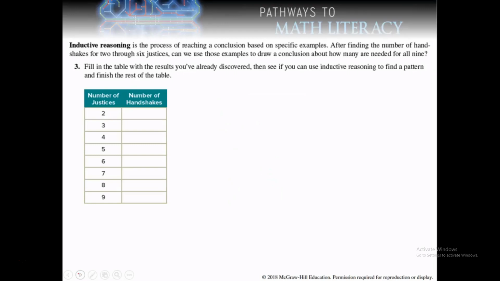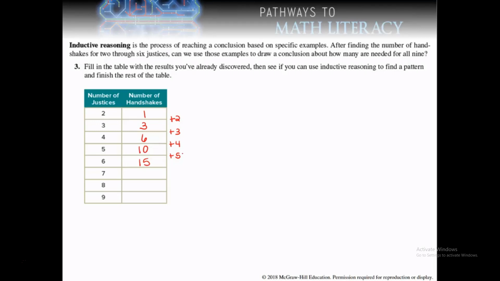So in number 3 it says take the answers that we already have from our diagram and fill those in. So 2 justices would only be 1 handshake, 3 was 3, 4 was 6, 5 was 10, and 6 was 15. And so the idea is to use what's called inductive reasoning to see if there's a pattern and then assume that it continues. So it looks like when we went from 2 to 3 justices, that added 2 handshakes. And then when we added another justice, it added 3 handshakes, and then 4, and then 5. So we can use that to form a hypothesis on what pattern we think might continue from there.